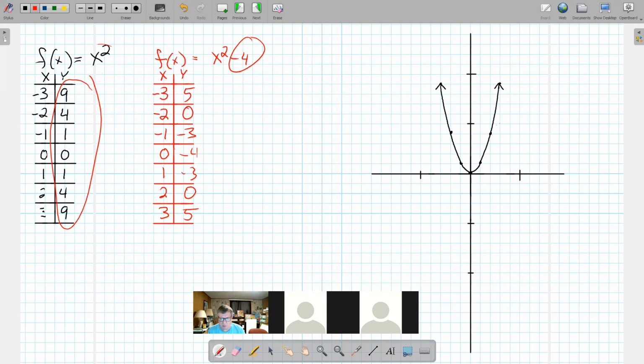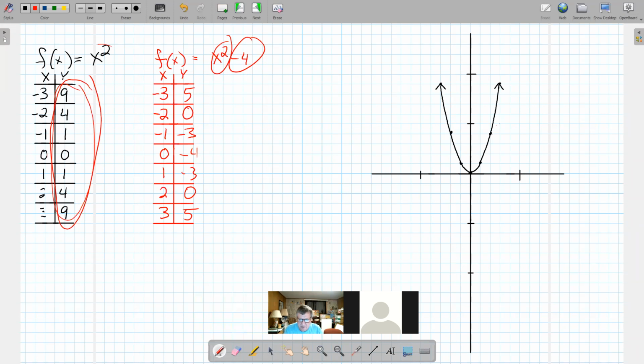Now, if you want me to, I'll go through it the long way. But the first part is going to be exactly like this, and then you're going to subtract 4. So 9 minus 4, 4 minus 4, 1 minus 4, 0 minus 4, 1 minus 4, 4 minus 4, 9 minus 4. Okay? So now, with the same x values, the new red y values are 4 less than they were before. So what is that going to do to the graph?